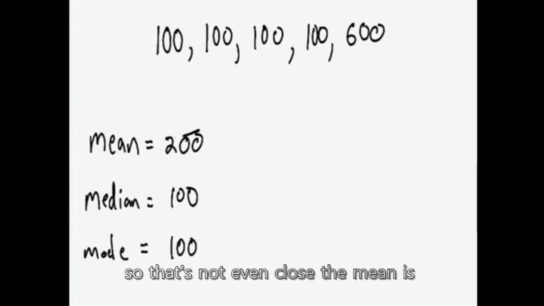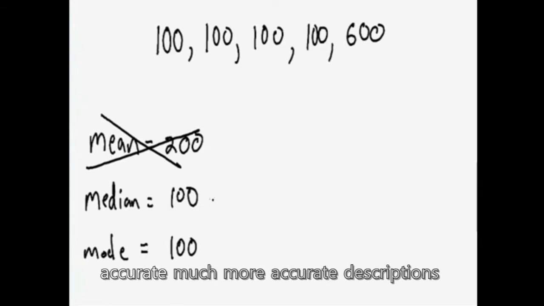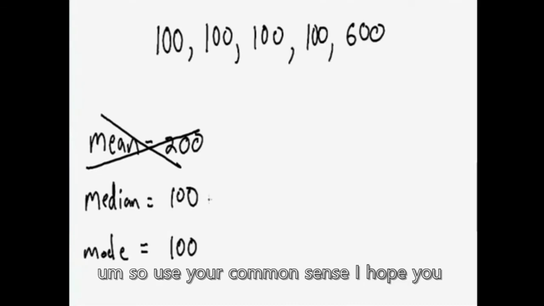The mean is probably not a measure of central tendency that you should use, and the median and the mode are much more accurate descriptions of this data set. So use your common sense.